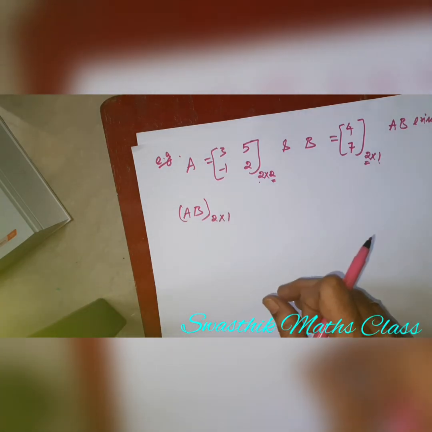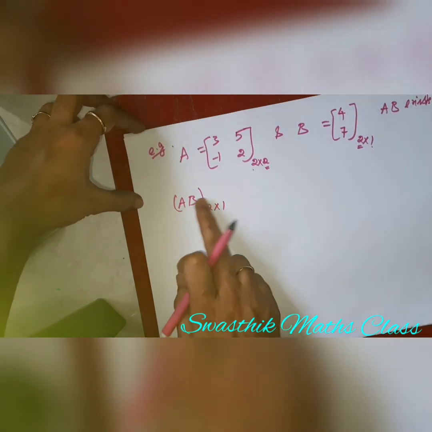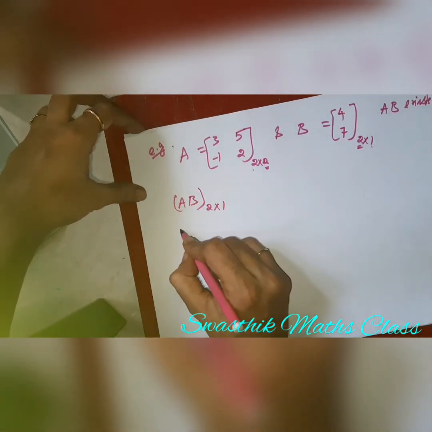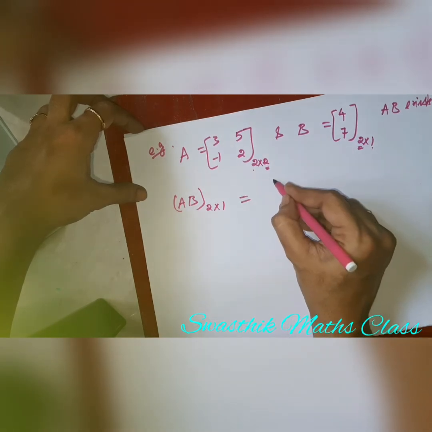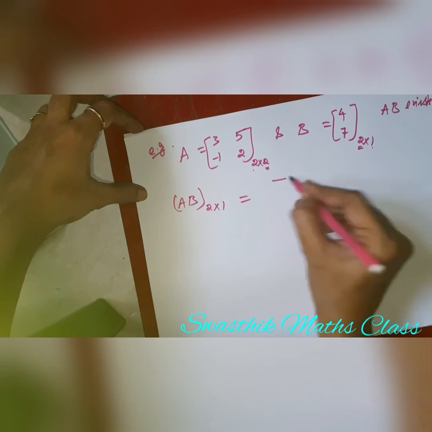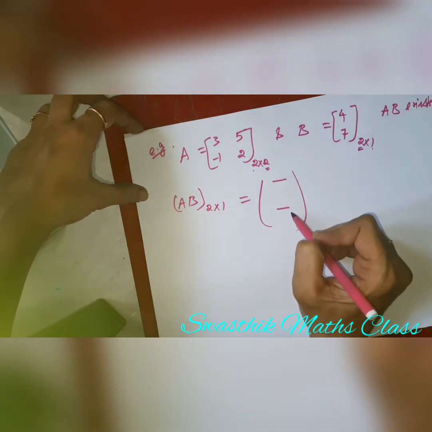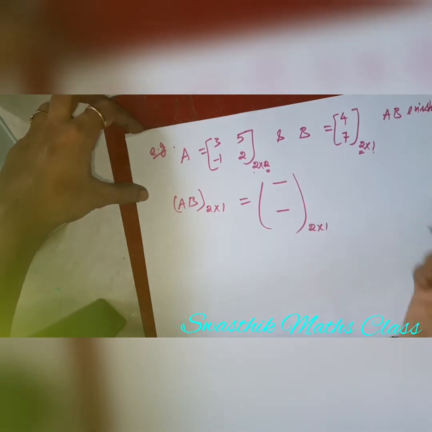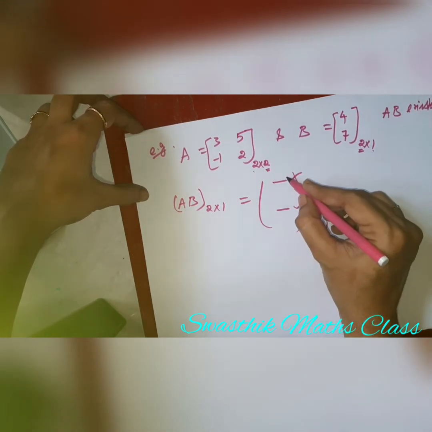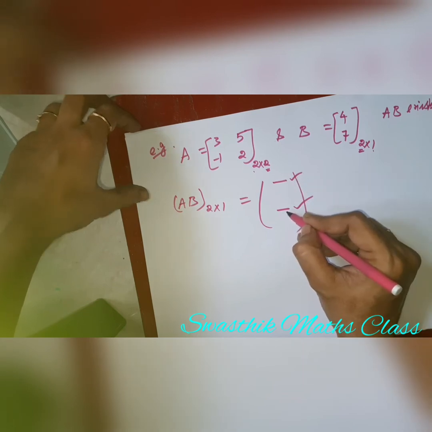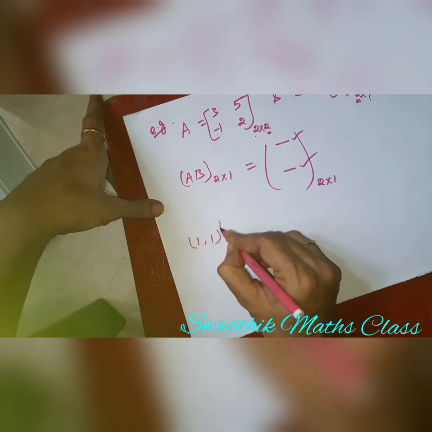In this way we have to determine each and every entry of the new matrix AB. First, let us take this new matrix AB to be a dash and a dash. These are the entries we have to fill in. This will be a 2 by 1 matrix, so we have to find two entries here. The first one is the 1/1th position and the second one is the 2/1th position, right?